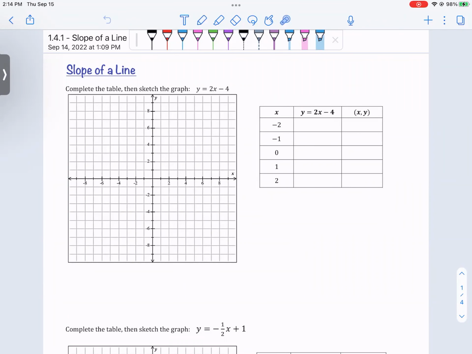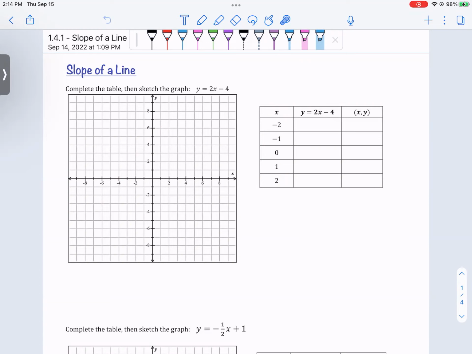Let's talk about lines. Let's start talking about the slope of a line. In a previous video, we did this filling out a table thing where we took some x values and plugged them into a function y equals something, and then we had coordinate points and we plotted those coordinate points to make a line.